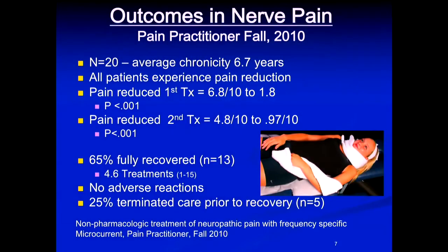So we know for sure that we can treat the nerve. We have one paper published on that. It was only 20 cases, but the statistics are very nice. The 20 cases were 7 years chronic. So all of them had seen at least 3 to 5 other practitioners before they got to me. All patients experienced pain relief.